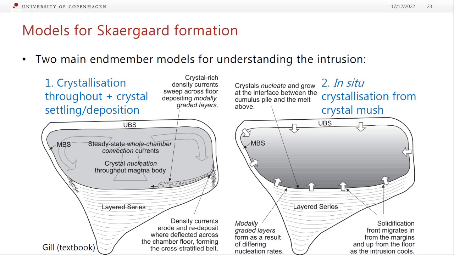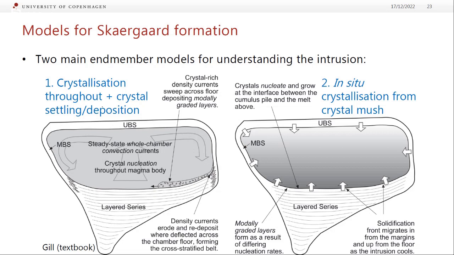Now, there's a couple of ways that can happen. It could be this uniform rain of crystals, or here they've shown it as these crystal-rich density currents. A density current in this case would be similar to a turbidite. You have a mixture of magma and denser crystals, and they flow downhill and deposit a layer, depositing the biggest grains first, or the densest grains in this case, and you basically get a gradation, like a turbidite.